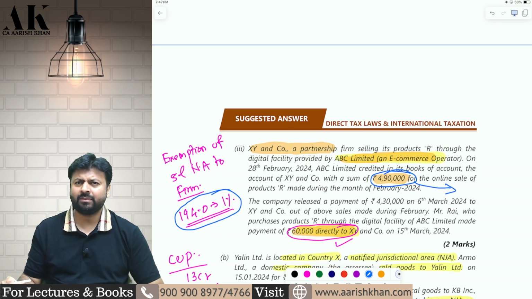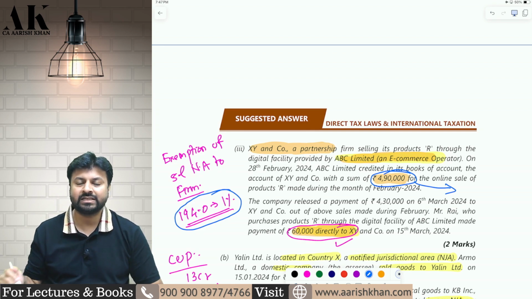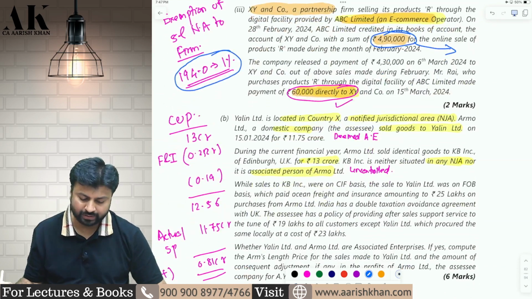No TDS is applicable up to 5 lakhs? No, don't be misunderstood. That exemption of 5 lakh is only applicable to resident individual and HUF sellers. That is not applicable to others. That too if they declare their PAN or Aadhaar number. Otherwise even they will not get the exemption. Okay, I hope it is clear to all of you.